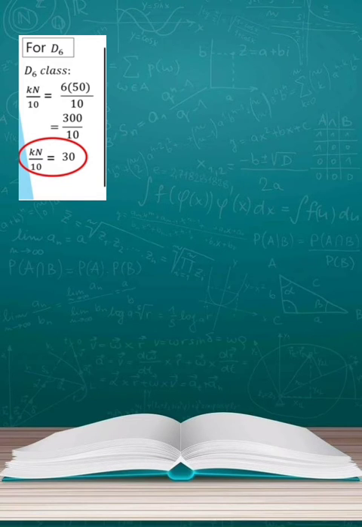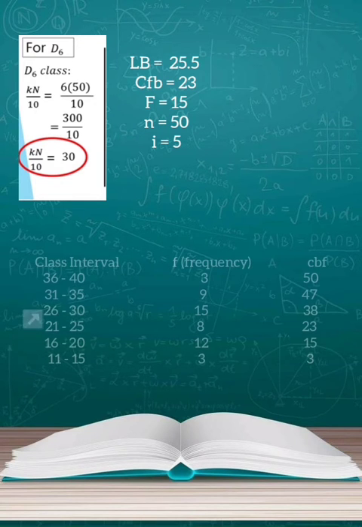We will be using the same table that we used to solve the quartile. The lower boundary is equal to 25.5. The cumulative frequency before is equal to 23. The frequency of the 6th decile is 15. The sample size is 50 and the interval is 5. This is where the 6th decile is located.